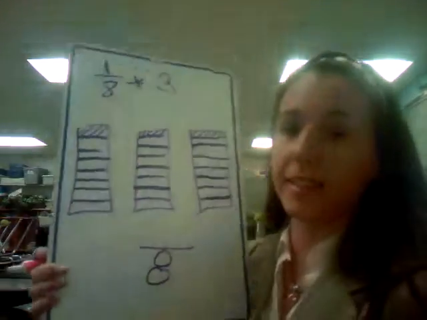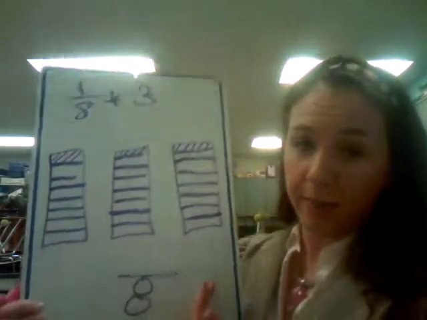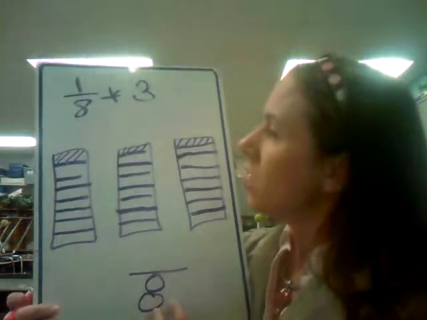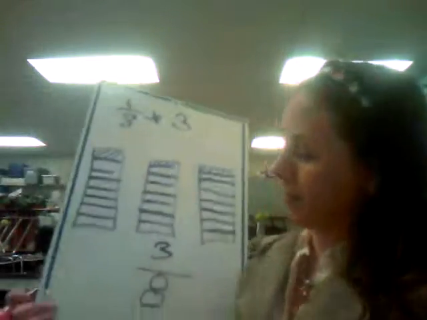I can only combine things that have the same name. So, and then they keep the name. The name doesn't change. So this will be 1, 2, 3/8. So the answer to this problem is 3/8.